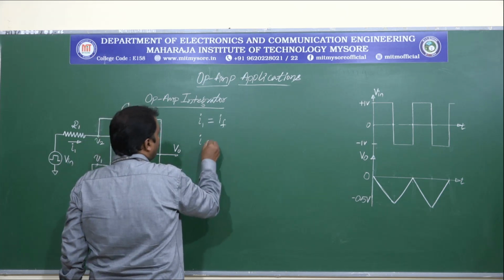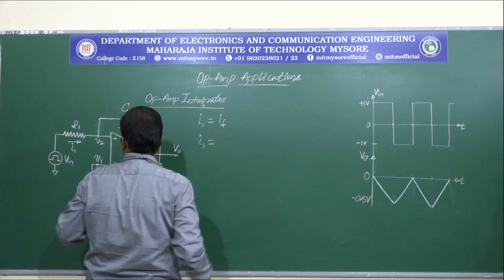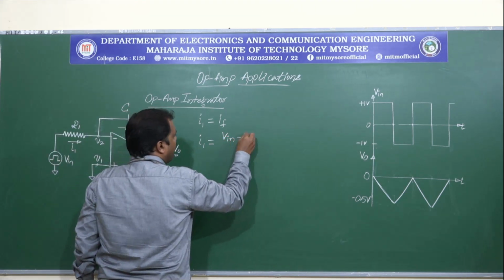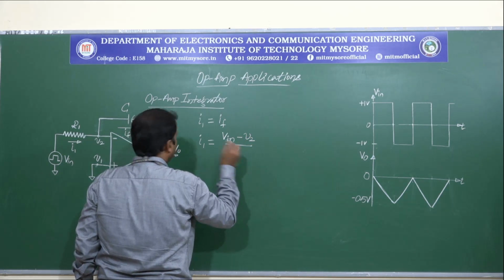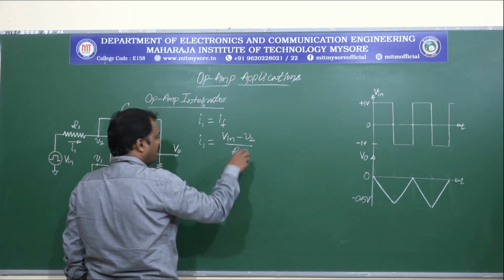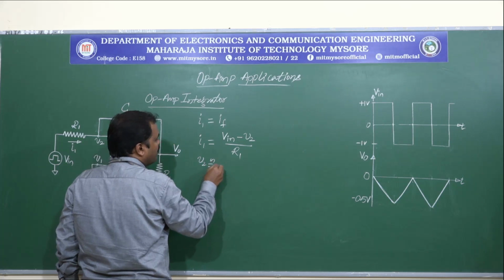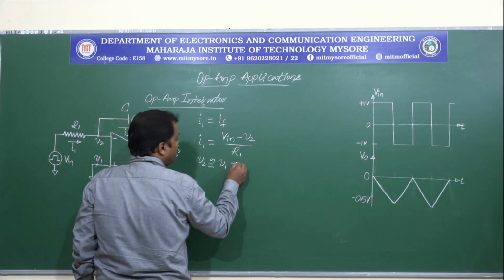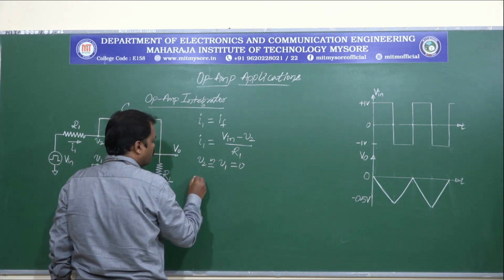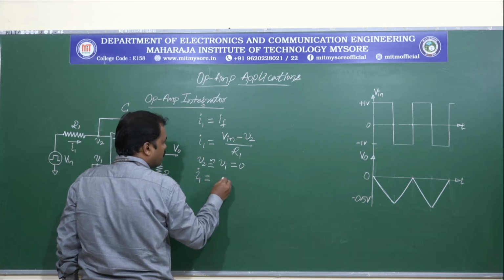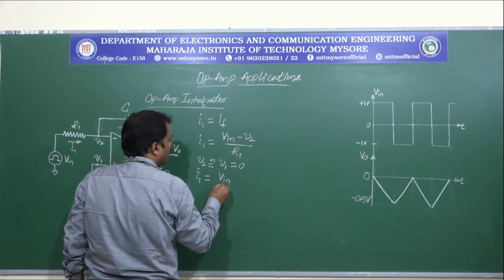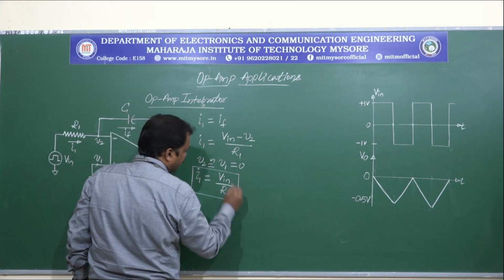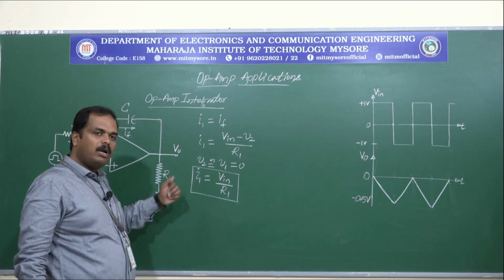By using Ohm's law, I1 can be written as (Vin minus V2) divided by R1, and V2 is approximately equal to V1 because of the virtual short concept, and V1 is equal to 0, so V2 will also be equal to 0. So I1 is equal to Vin by R1. So this is the expression we have for I1.